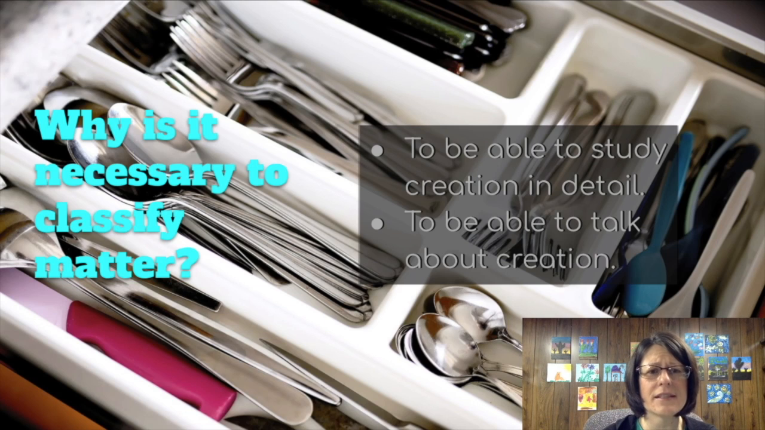Take a look at this silverware drawer. In the silverware drawer, you have what we would call silverware. We might even call them eating utensils. And we further classify those down into forks, spoons, and knives. In your silverware drawer, you may have different forks. You might separate the salad forks from the dinner forks. You might separate the soup spoons from the teaspoons. You might separate the butter knives from the steak knives.